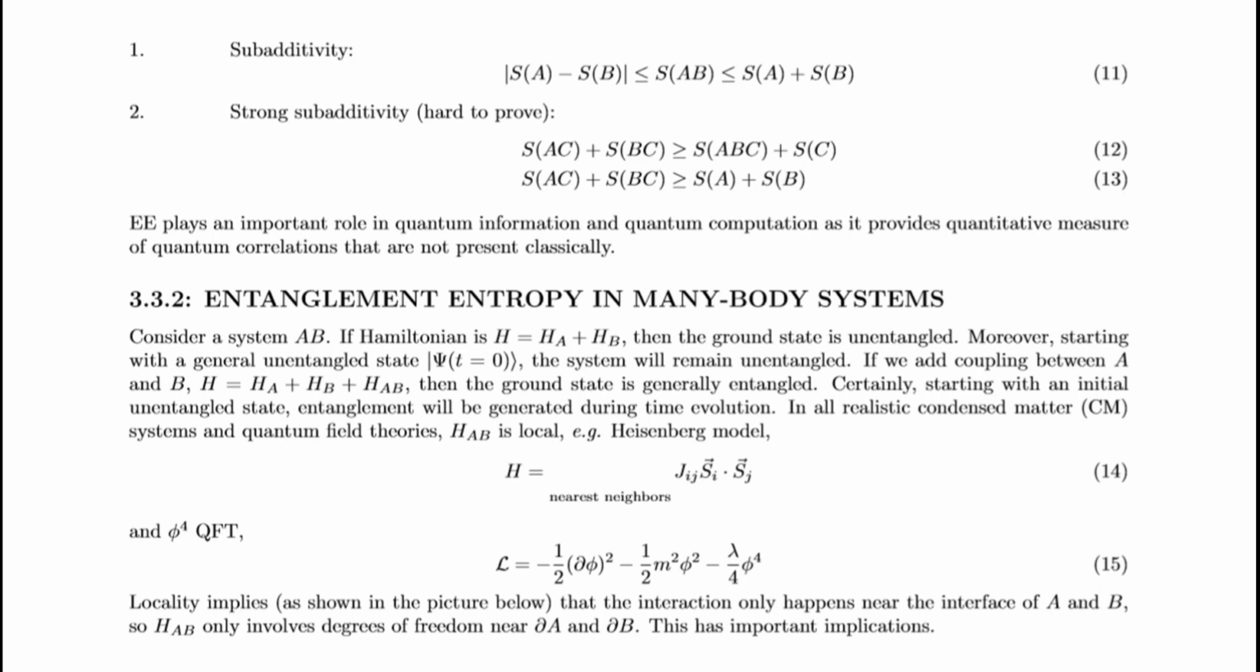In all realistic condensed matter systems and quantum field theories, H_AB is local. Examples are the Heisenberg model and phi to the fourth power quantum field theory. Locality implies that the interaction only happens near the interface of A and B. So H_AB only involves degrees of freedom near the boundary of A and B. This has important implications.